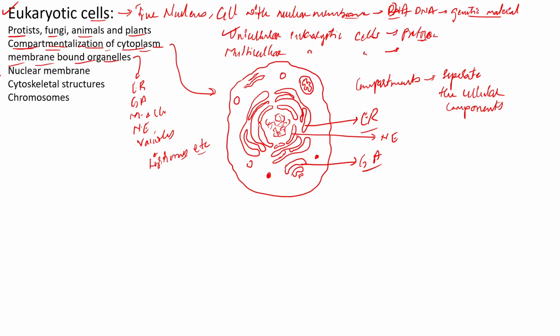Now you also find a nuclear membrane, and the main function of the nuclear membrane is to separate or isolate the DNA from the cytoplasm. Isolation of the DNA from the cytoplasm is the main function of the nuclear envelope. And also remember, the nuclear membrane is a double membrane structure.